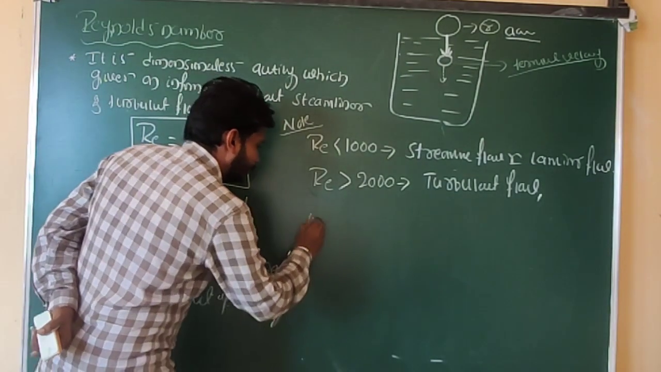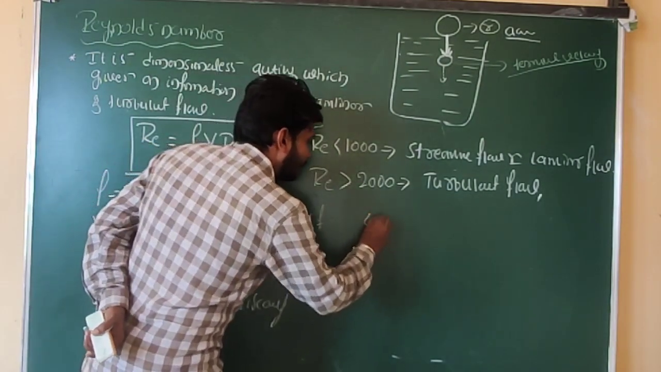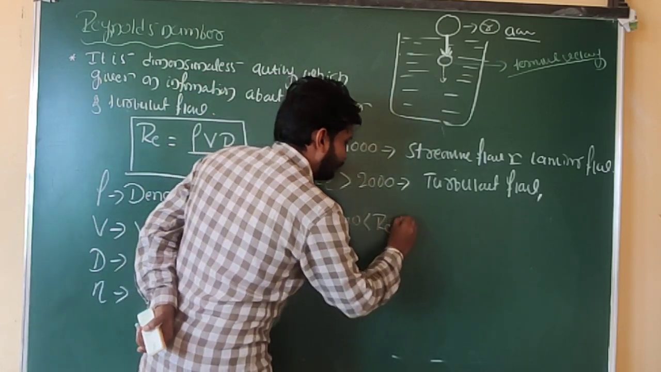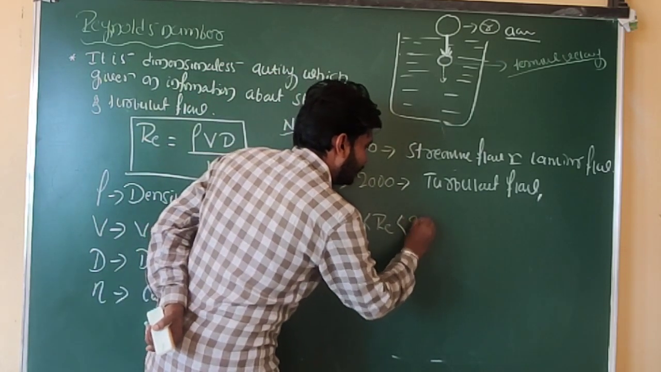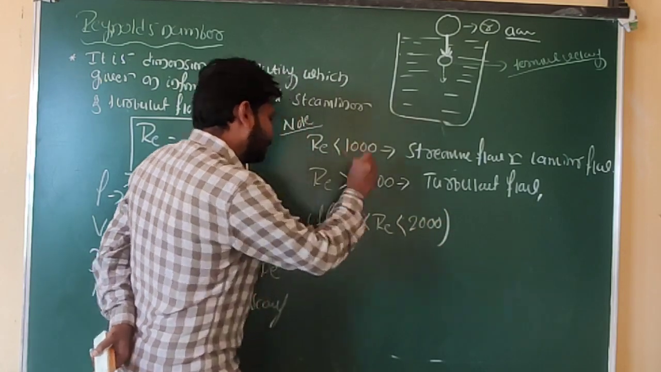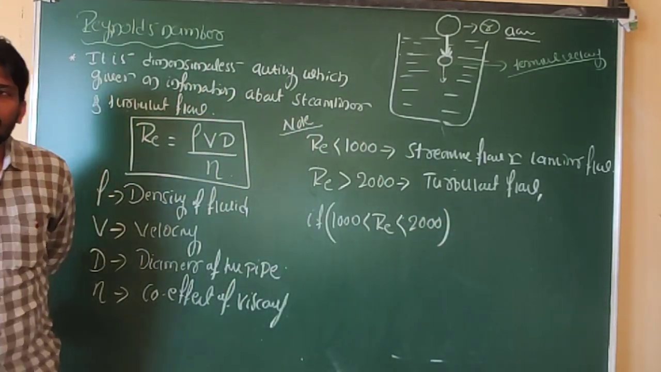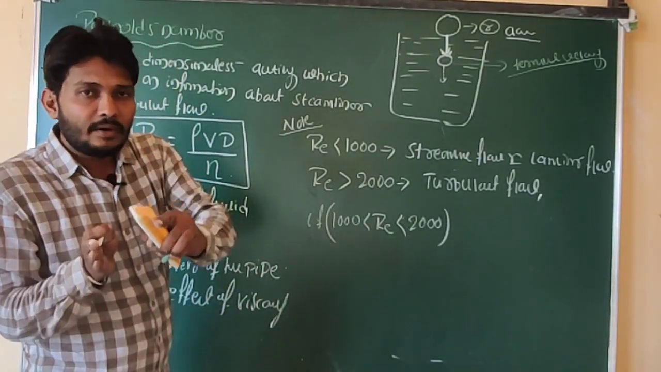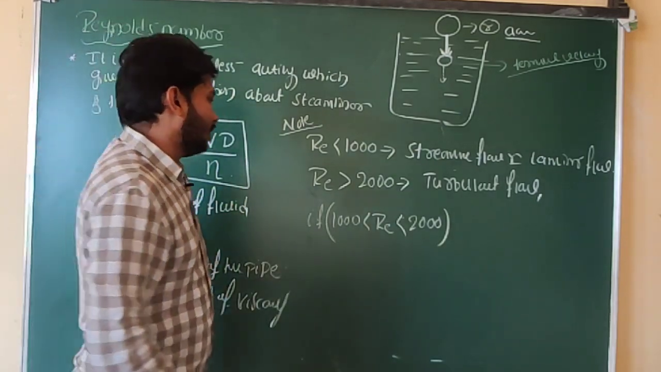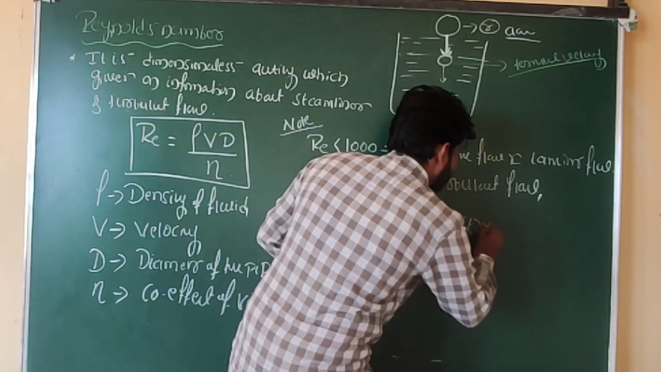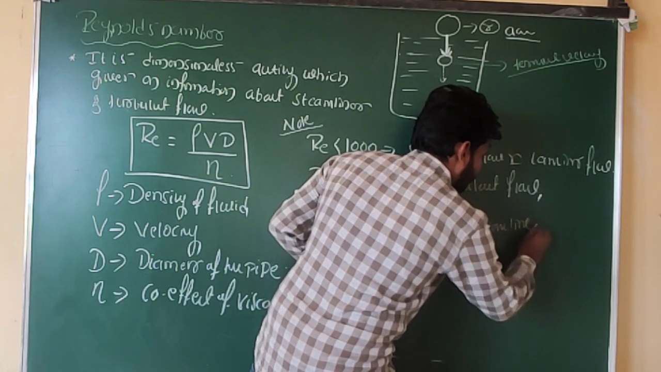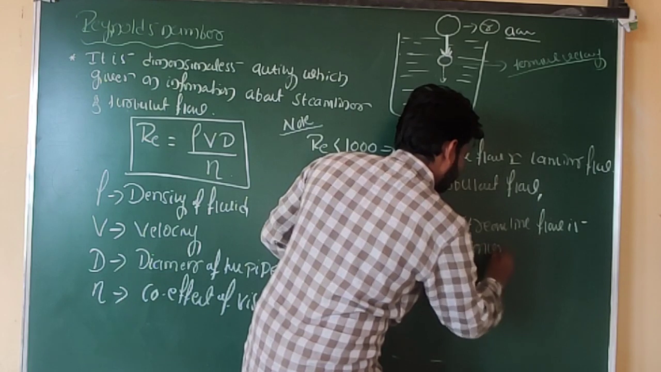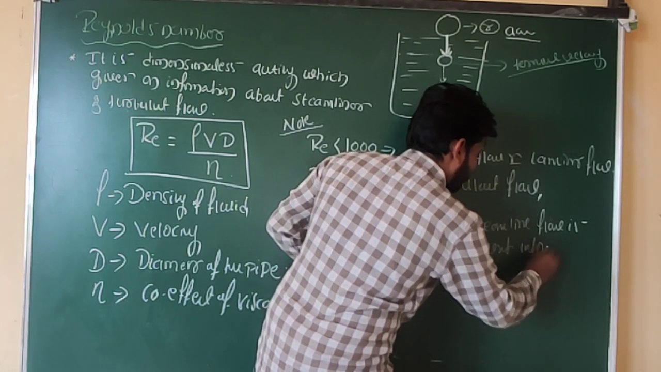If the Reynolds number is greater than 1000 and less than 2000, then how can you describe the flow of fluid? If the Reynolds number is between 1000 and 2000, then streamline flow is converting into turbulent flow.